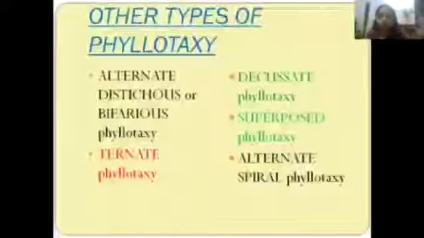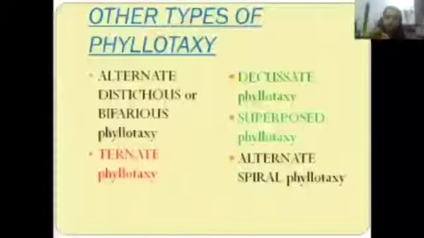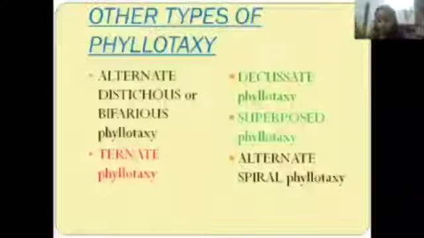But in alternate biferous or discus phyllotaxy, we have simple rows. And in alternate spiral, you have round structures when you view it from the top, basically, or from the side. So it's forming a spiral.